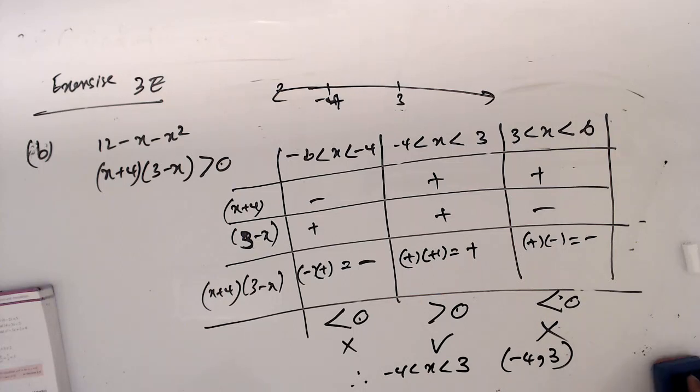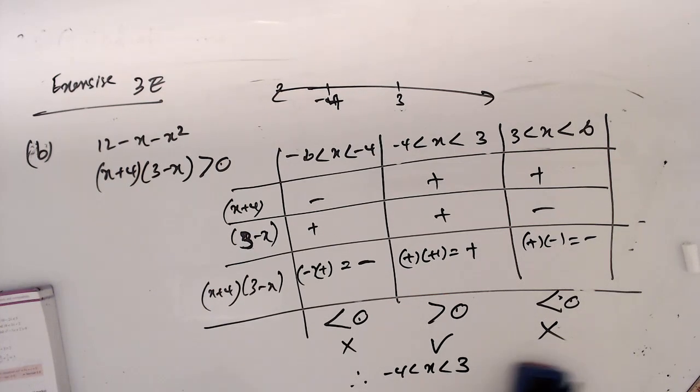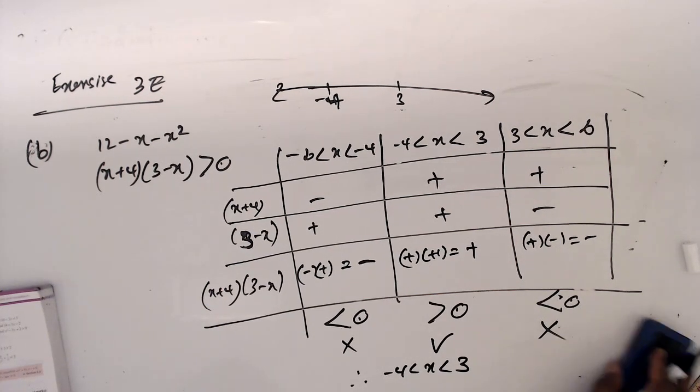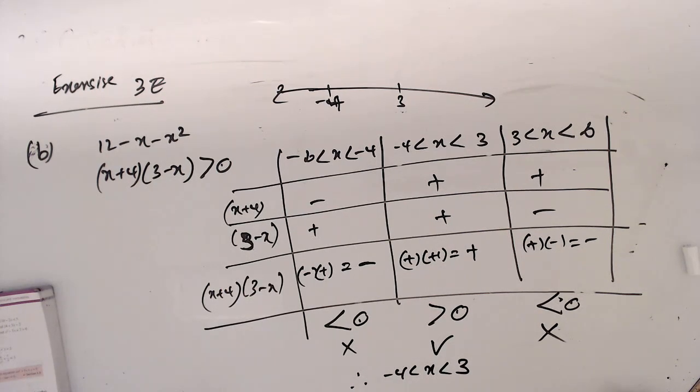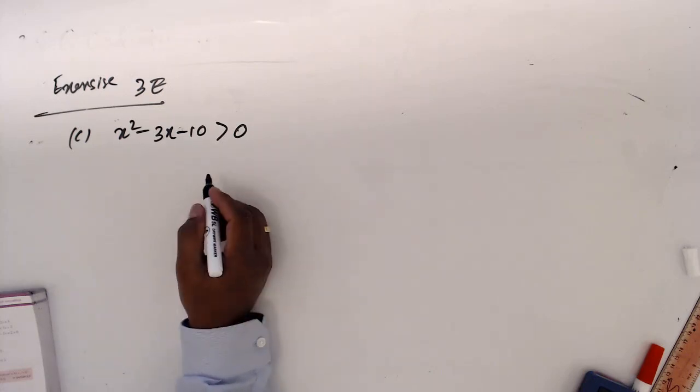But I don't try to write like this here. It looks like coordinates, but that is also right. And we can write an interval like that. x squared minus x minus 10 greater than 0.